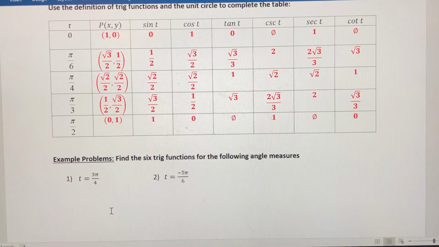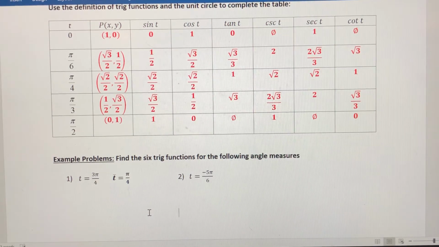So I'm going to use reference numbers here. So 3 pi over 4, the reference number is pi over 4, which is going to lead me to this terminal point. But before I use that, I need to make sure I know what the signs of the x-coordinate and the y-coordinate may be, okay?